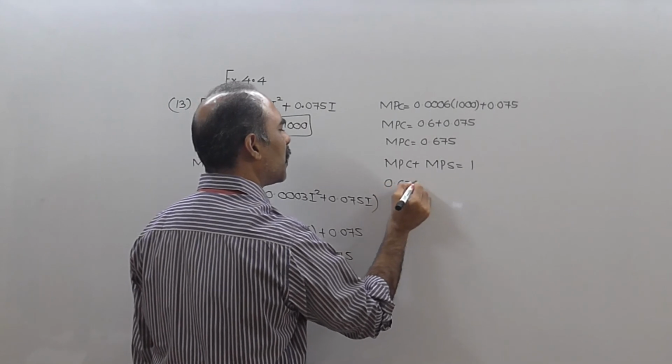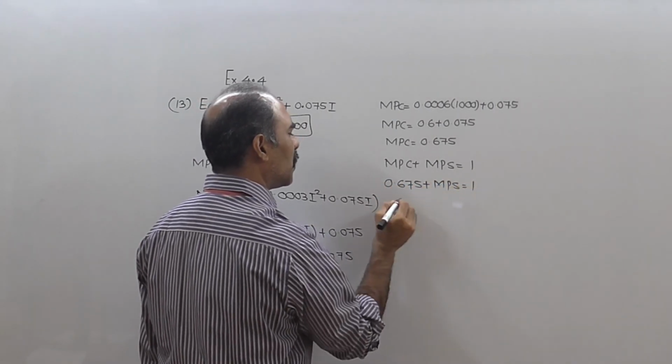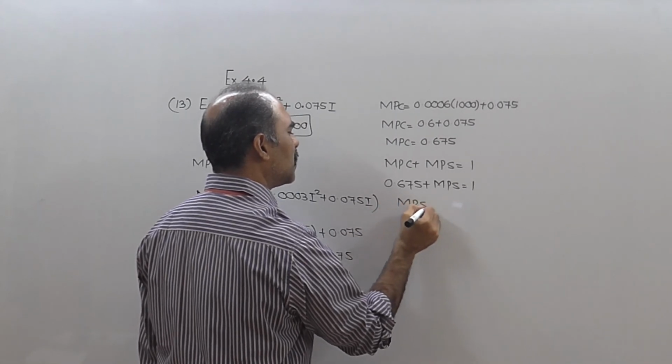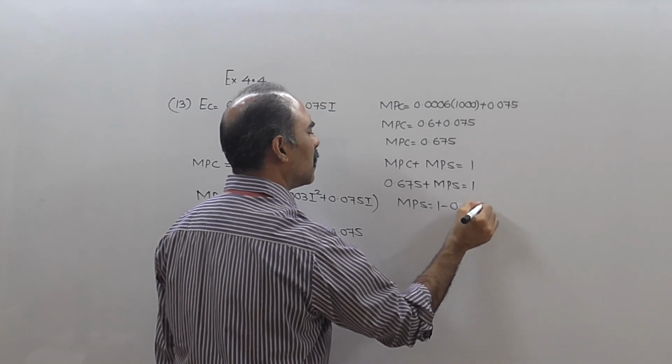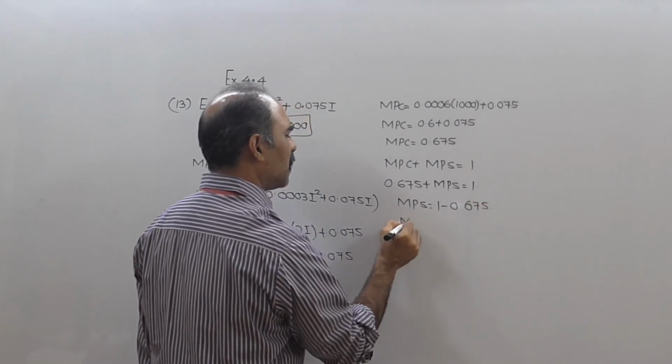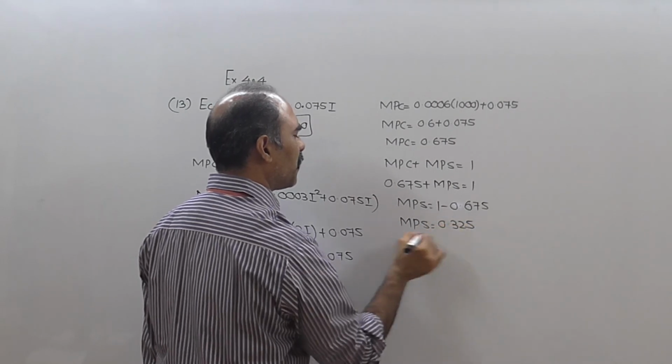So we have 0.675 plus MPS equal to 1. So the marginal propensity to save is 1 minus 0.675, which will be 0.325.